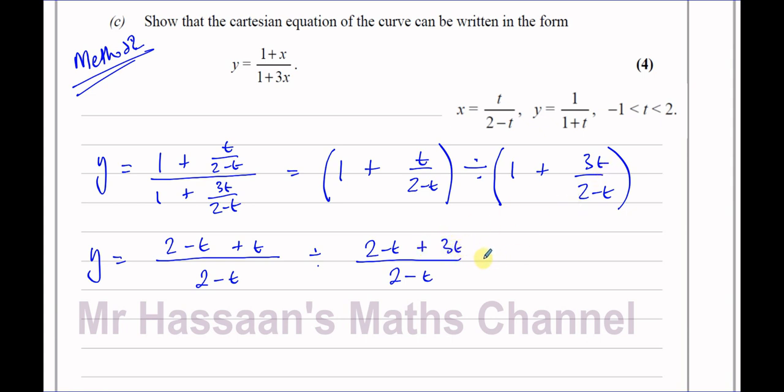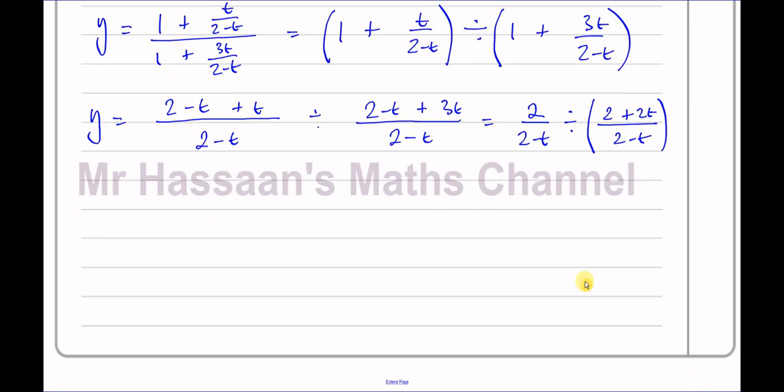Okay, so if you simplify this, 2 minus t plus t is just going to give you 2 over 2 minus t, and divided by, this is going to be 2 plus 3t minus t, 2 plus 2t over 2 minus t. So now let's see what happens here.